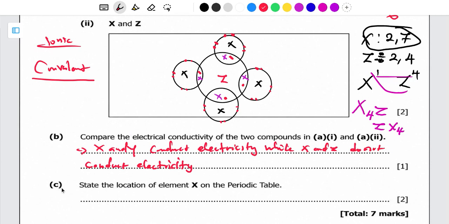Then question C is saying state the location of the element X on the periodic table. So the location of X, if you look at the electron configuration, it has 7 electrons in the outermost shell. So meaning to say it is found in group 7, and group 7, they are called halogens. So found in group 7, or we can say they are halogens.